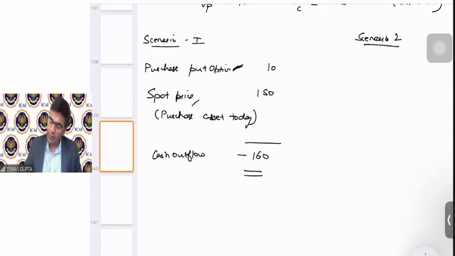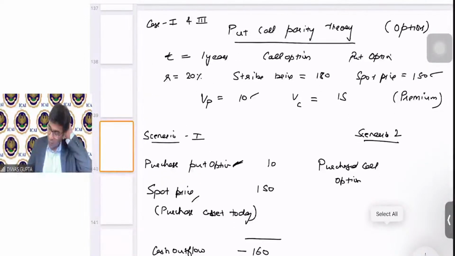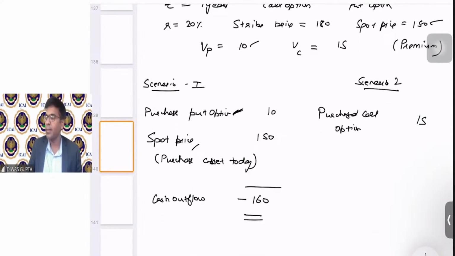Scenario 2, students. In scenario 2, we have purchased a call option. Now the call option will be purchased at what rate? 15 rupees, right? The current premium appearing in the market is 15 rupees. Students, tell me if all of you are with me till now, then I will move ahead. Please let me know if there is any doubt.